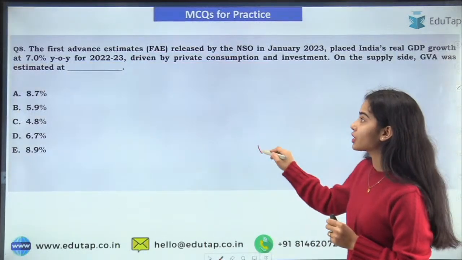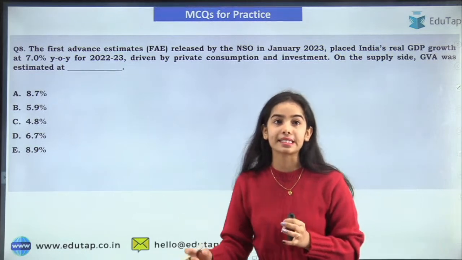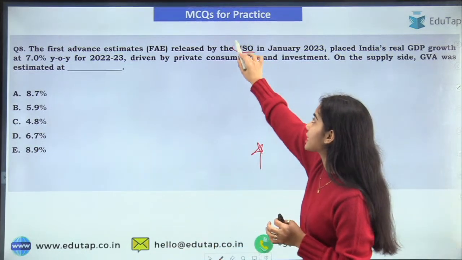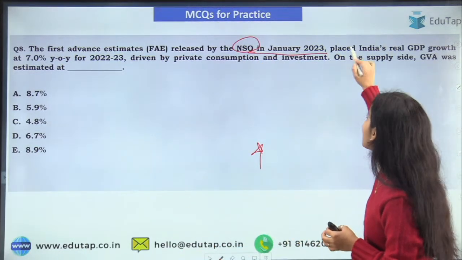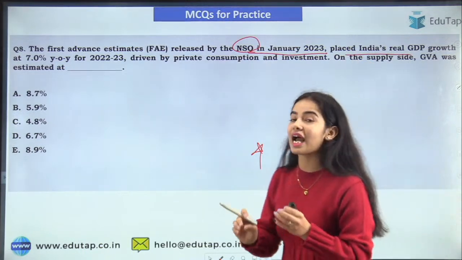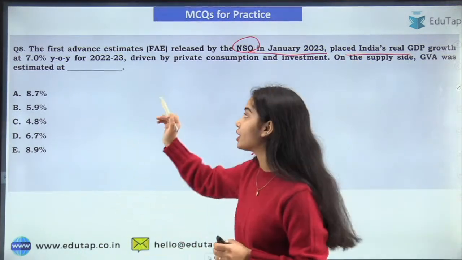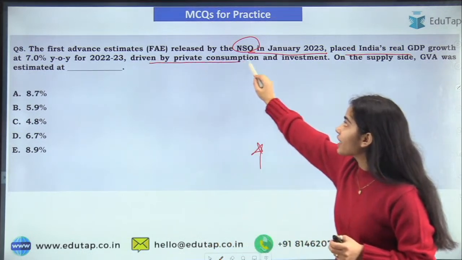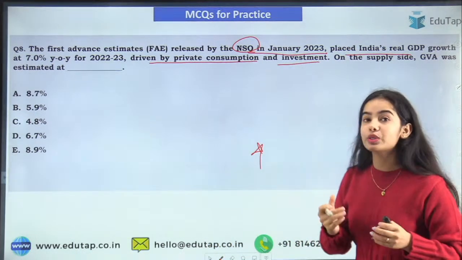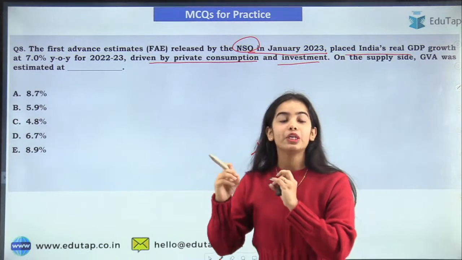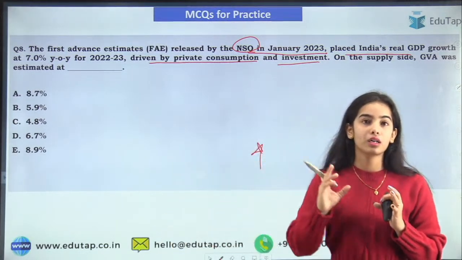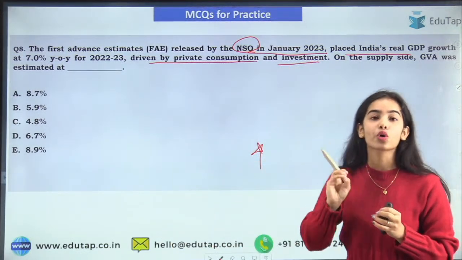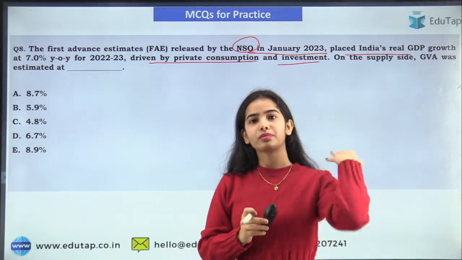Now coming to the next question, that as per the first advanced estimate released by the National Statistical Office in January 2023, placed India's real GDP growth at 7.0% year-on-year basis, driven by private consumption and investment. You have to tell, on the supply side, what is the gross value addition?